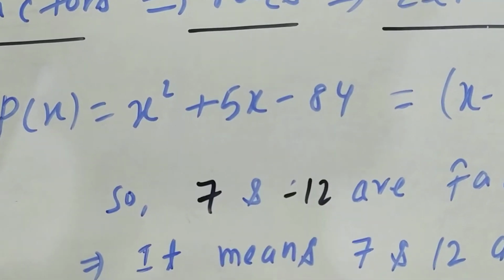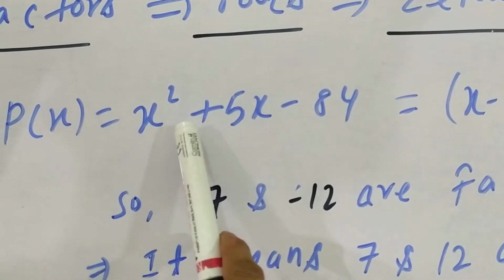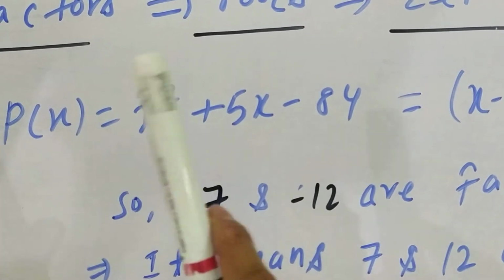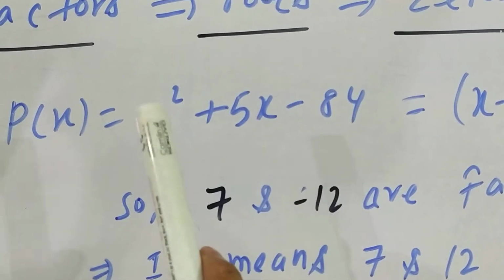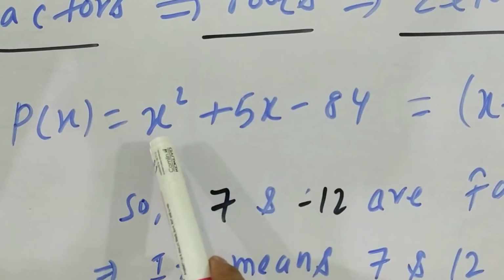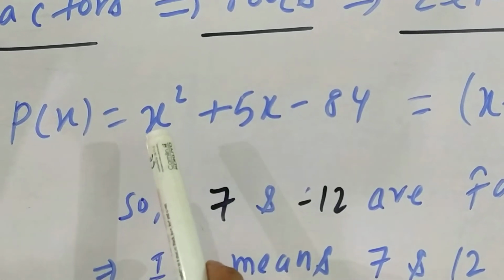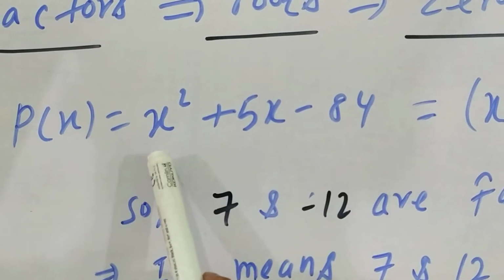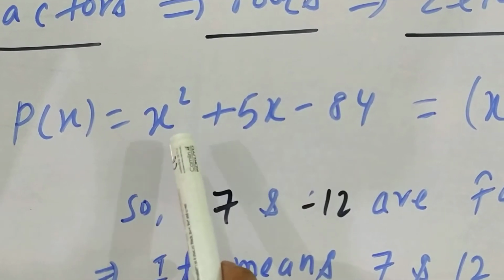Power 2 means 2 factors. If the power is 3, there are 3 factors. If the power is 4, there are 4 factors, which means 4 roots, 4 zeros. So here the power is 2, which means we have 2 factors, that is, two values of x.